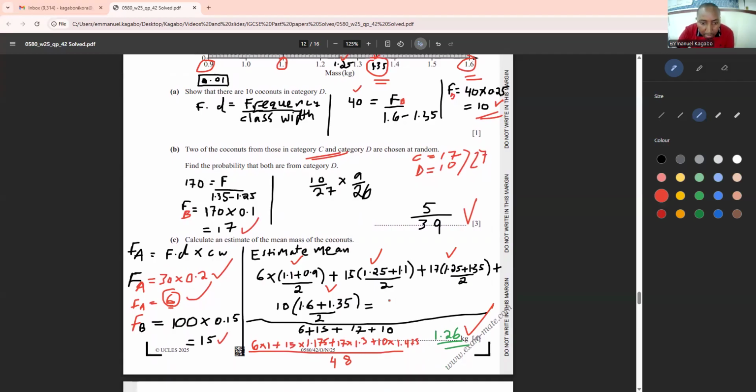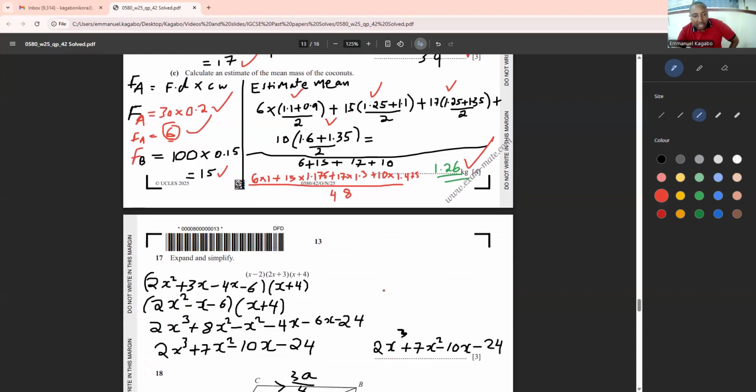Let me repeat. Estimate mean is the frequency times the midpoint. The midpoint is the upper class limit plus lower class limit divided by 2. And that's what you're going to get when you do your question. Thank you, guys. Let us continue.